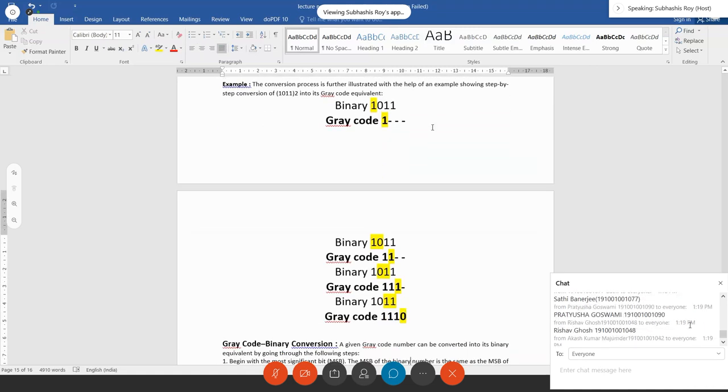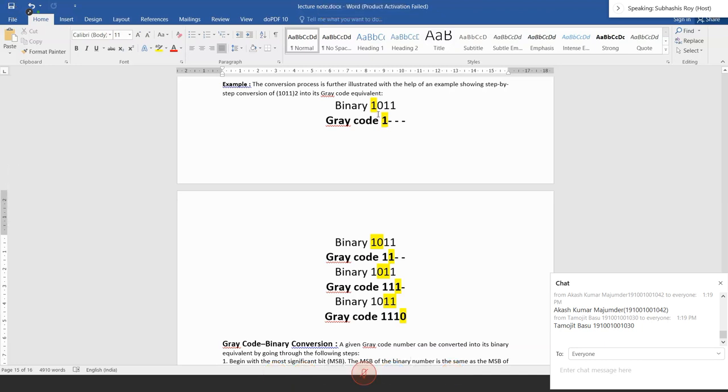I have shown you the method: the yellow marked digit is copied first, that is the MSB. Then consecutive bits will be added. Consecutive bits means I have highlighted 1 0. So the addition of 1 0 gives you 1, so I have noted 1 here. Binary to gray is quite easy because consecutive bits of the binary will be added. So 1 0 gives you 1, 0 1 gives you 1, 1 1 gives you 0. So finally you get 1 1 1 0.